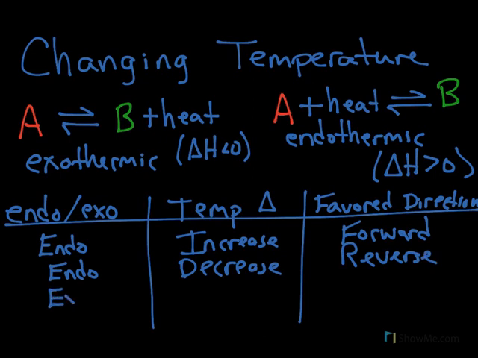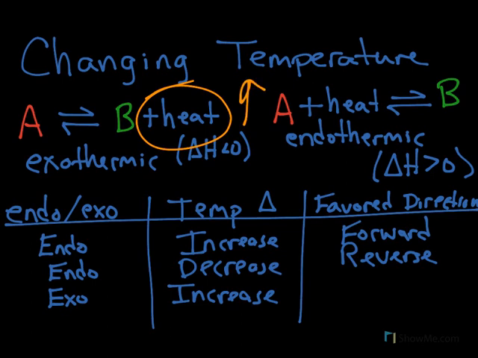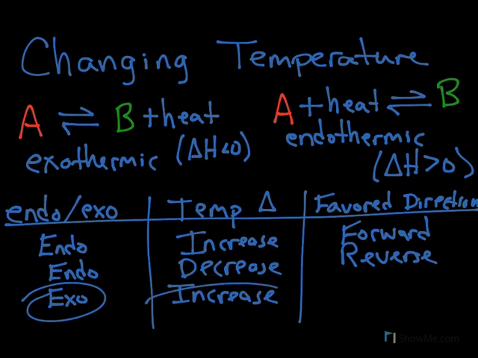Well, now let's jump to an exothermic reaction, and let's say we're increasing the temperature of it. In an exothermic process, heat is being produced, it's being released, it's a product, however you want to word that, and I'm increasing the amount of heat by increasing the temperature. Well, that's going to push this reaction backwards in order to offset that addition of the heat. So an exothermic process where the temperature is increased will favor the reverse reaction.